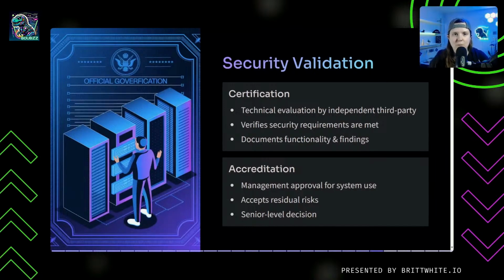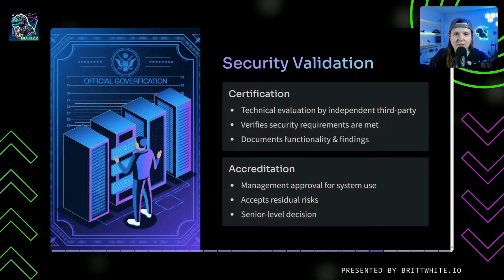They check the engine, the brakes, the transmission, everything to make sure it's in good working order. A qualified independent third party examines every aspect of a system or product. They're checking under the hood, testing all the components, and making sure everything meets the specified security requirements. They document everything, verify functionality, and produce a detailed report of their findings.